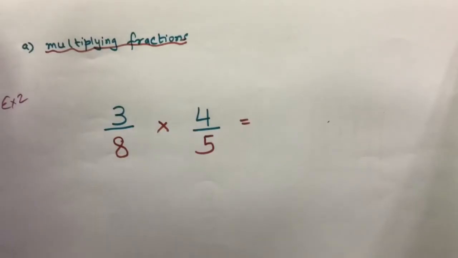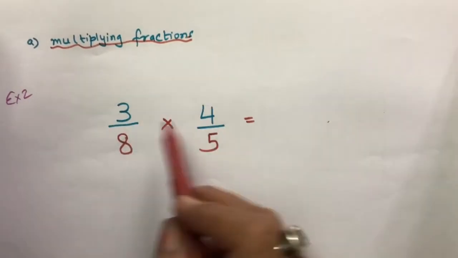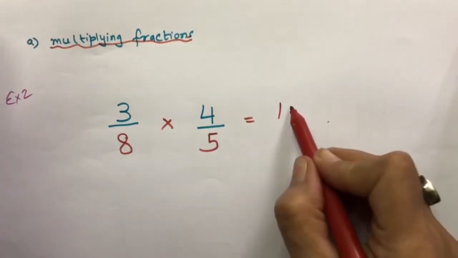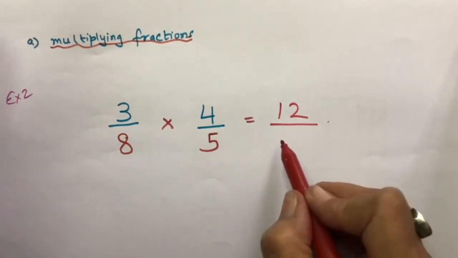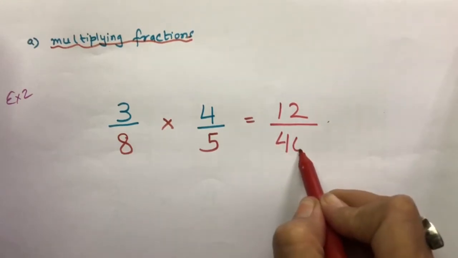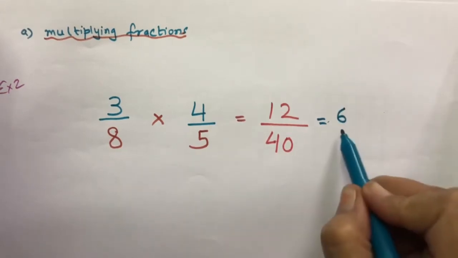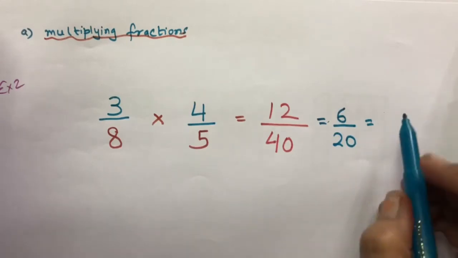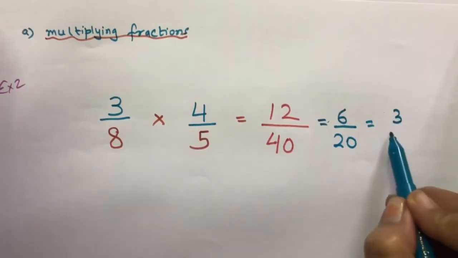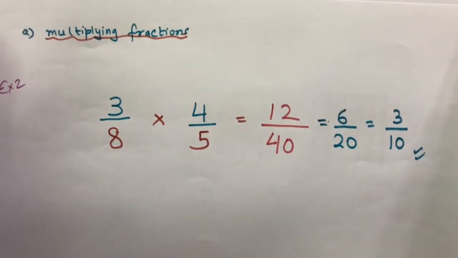Let's see another example. Again, for the fractions 3/8 and 4/5, just multiply numerators. 3 fours are 12, and 8 fives are 40. 2 sixes are... 2 twenties are... Again 2 threes are... 2 tens are... This is the answer.